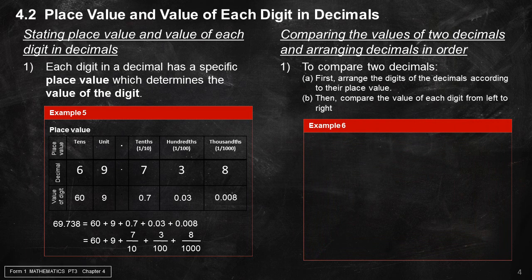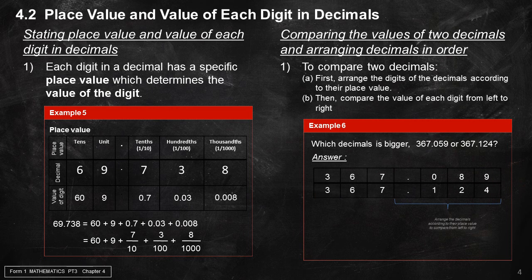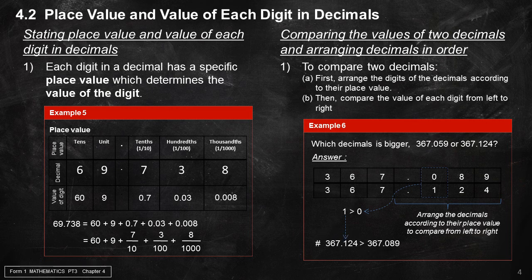Example 6. Which decimal is bigger? 367.059 or 367.124? Answer. First, arrange the decimals according to their place value, to compare from left to right. 1 is bigger than 0. So, 367.124 is bigger than 367.089.